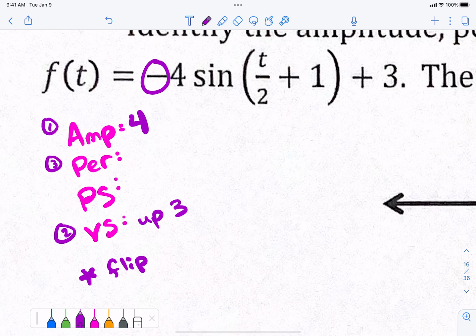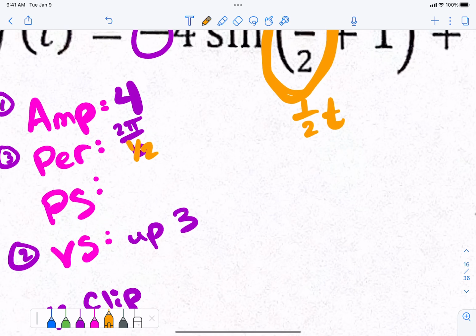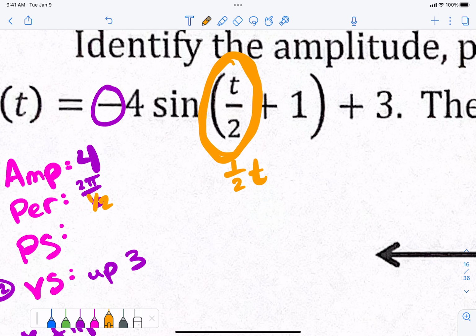I usually do the period next, and it is 2 pi over B. What is the B value? 1/2. This number right here is like 1/2 t. So I'm doing 2 pi divided by 1/2. If you take 2 pi and divide by 1/2, you flip the 1/2 to the top, and it becomes times 2 over 1. So what's 2 pi times 2 over 1? 4 pi. So I'm making it wider. It's now going to 4 pi instead of 2 pi.